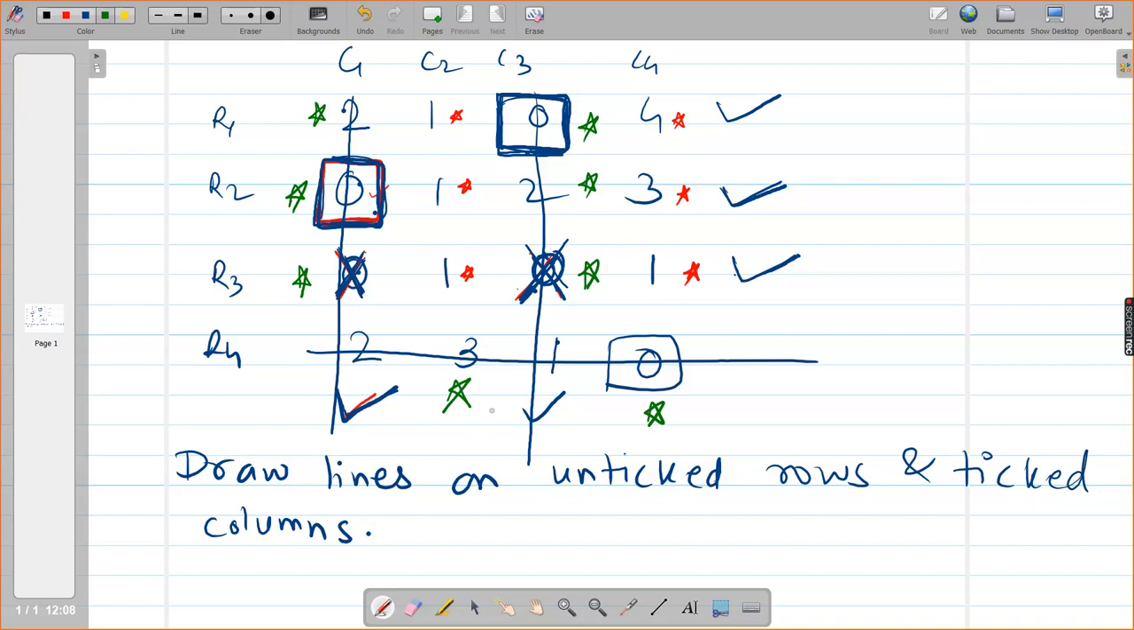So the elements which are not on any line, find out the smallest entry among them and subtract it from all those elements which are not on any line. So from these six, I will subtract 1. The same entry I will add to the elements which are at the intersection, and there will be no change in the elements which are on a single line.